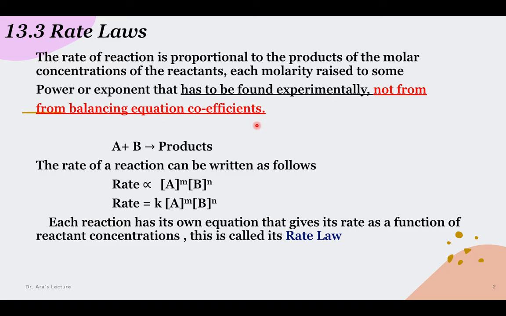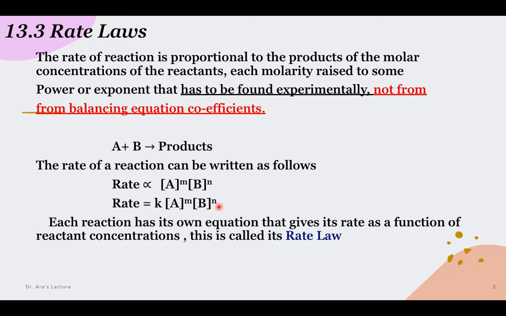So if we consider, for example, A and B reacting together to form products, the rate of reaction can be written according to the rate law as: rate is proportional to the product of the molar concentrations of reactants, where each molarity is raised to some power or exponent, and we can express them as m for A and n for B. So, rate equals k, concentration of A to the exponent m, and concentration of B to the exponent n.